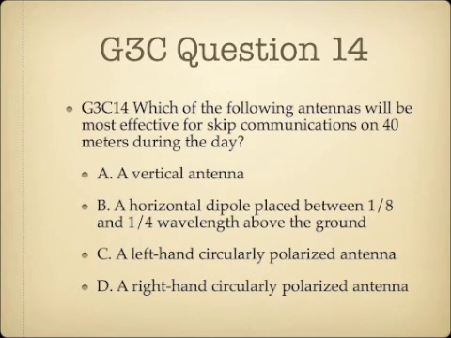Question 14. Which of the following antennas will be most effective for skip communications on 40 meters during the day? A, a vertical antenna, B, a horizontal dipole placed between 1/8 and 1/4 wavelength above the ground, C, a left-hand circularly polarized antenna, or D, a right-hand circularly polarized antenna?